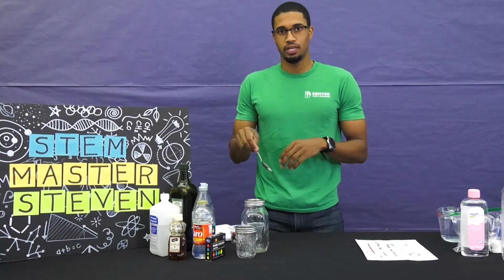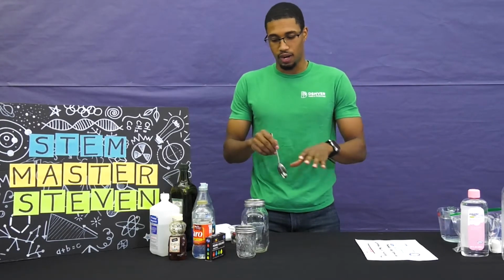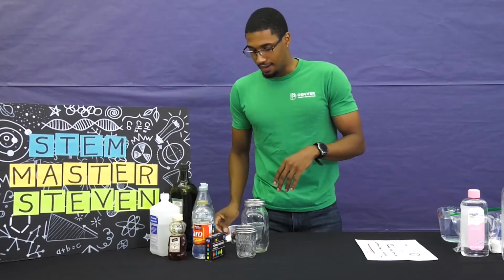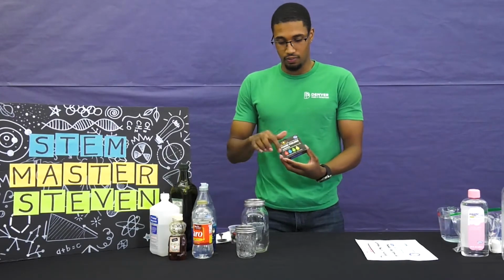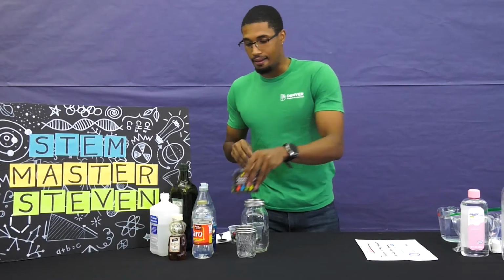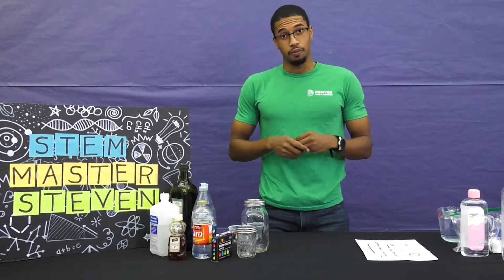Probably a spoon to help when you're pouring things into your mason jar or bottle or whatever, because there's a trick that you want to use so that you don't mess up your layers. And then some food coloring. I've got the regular standard colors, and then of course you can mix things to get the right colors that you want, so that you have a nice rainbow.